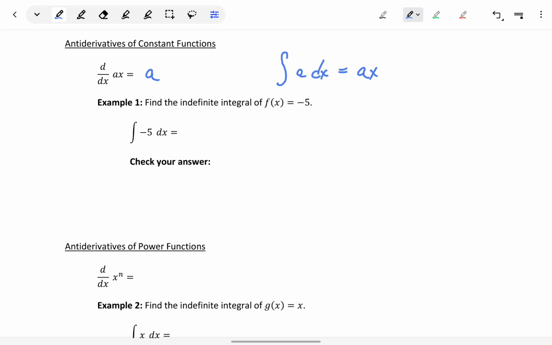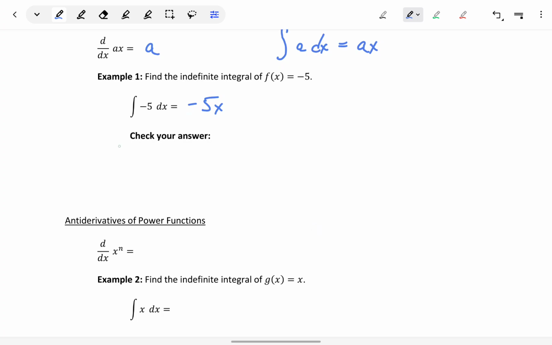That means in example 1, if we want to find the indefinite integral of -5, that result would be -5x. We can check that answer using the process that we established last time. If we take the derivative of -5x, then we should get the function that we started off with. And in this case, we do. We get -5, which checks out.